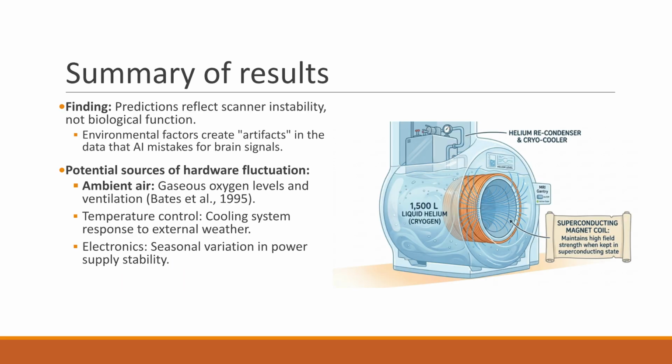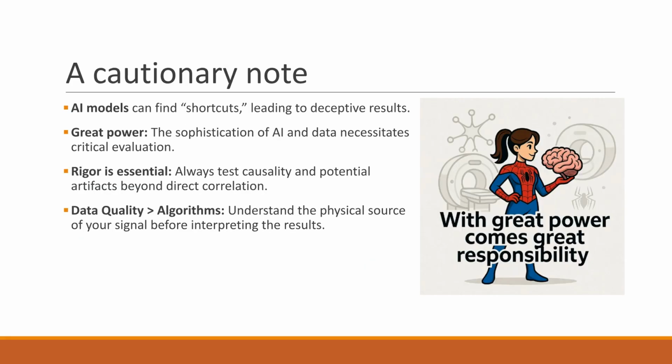Just to recap, we found that we can accurately predict weather effects like daylight length and temperature from MRI data. However, this is not due to real brain activity. MRI scanners are highly complex machines with sensitive superconducting and cooling systems. These systems, along with the stability of the electrical power supply, vary across different seasons and directly affect the signals the scanner picks up. Which brings me to my final point, a cautionary note.